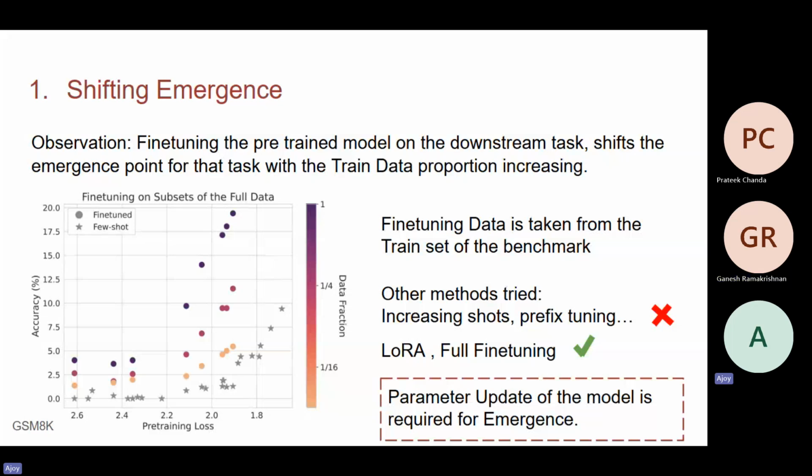So these are pre-trained checkpoints, and these are few shot results for them. For each and every loss, we have a star, and when you do few shot accuracy, these stars come up. And now we are actually fine tuning them.